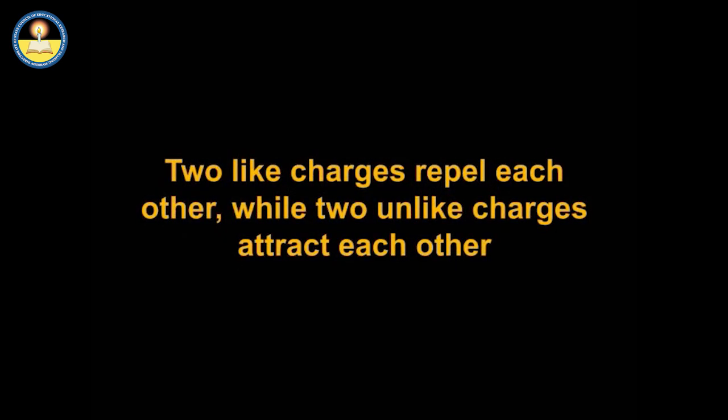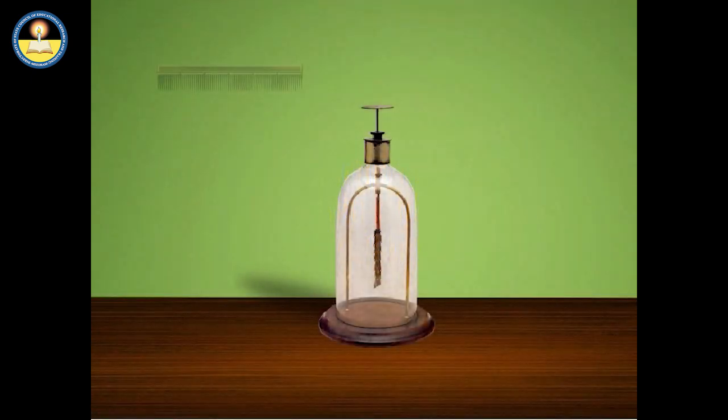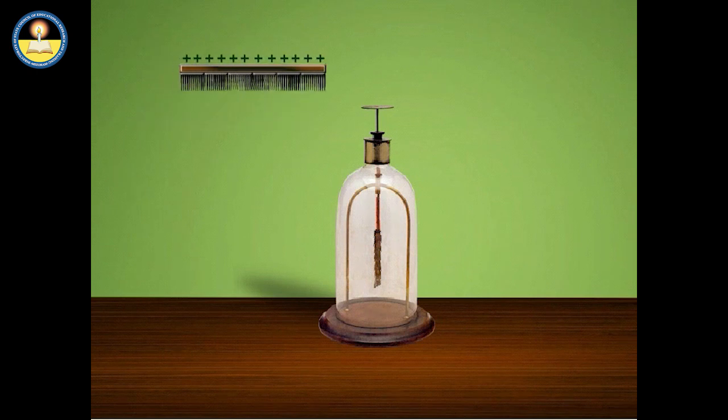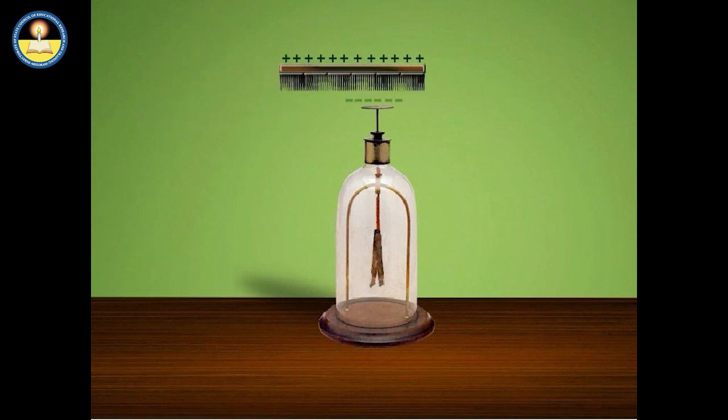On the basis of the properties of charges, one can charge the other conductor. Let's see how. When a positively charged comb is brought near the metal disc, the gold leaves diverge. That again shows the charging of the two leaves.